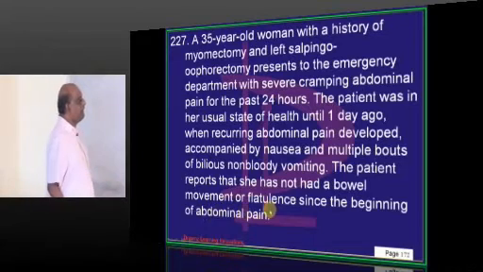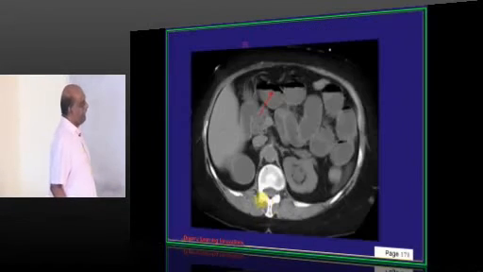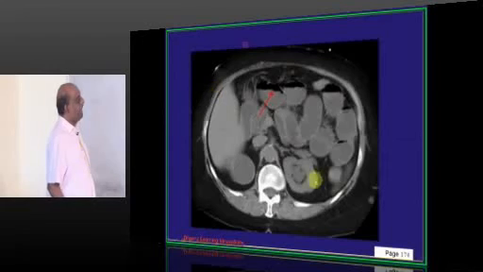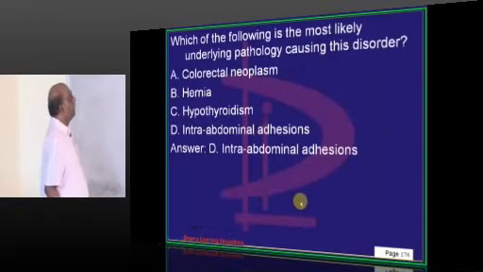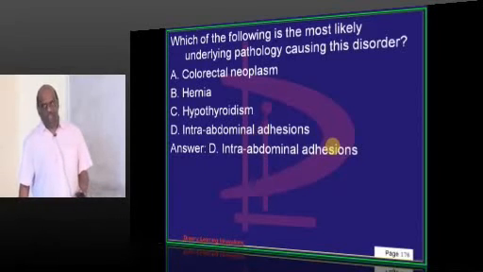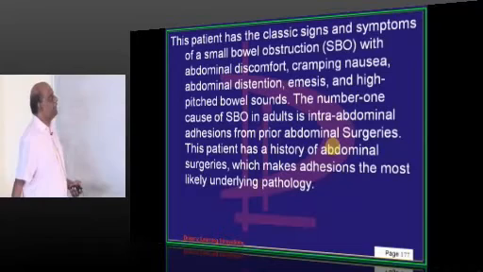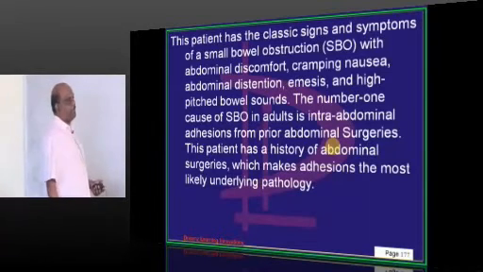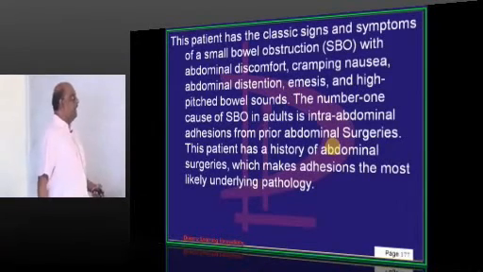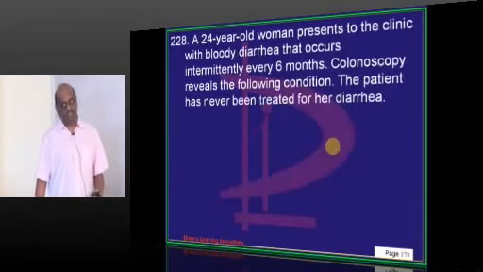A 35-year-old with a history of myomectomy and left salpingo-oophorectomy, and the patient reports that she has not had a bowel movement or flatulence since the beginning of the abdominal pain, and her abdominal CT has been shown. So what is the main problem? Fundamentally there are intra-abdominal adhesions, very common post-operatively, that lead to the development of small bowel obstruction. Small bowel obstruction presents with abdominal distension, nausea, cramping, emesis, high-pitched bowel sounds, etc.